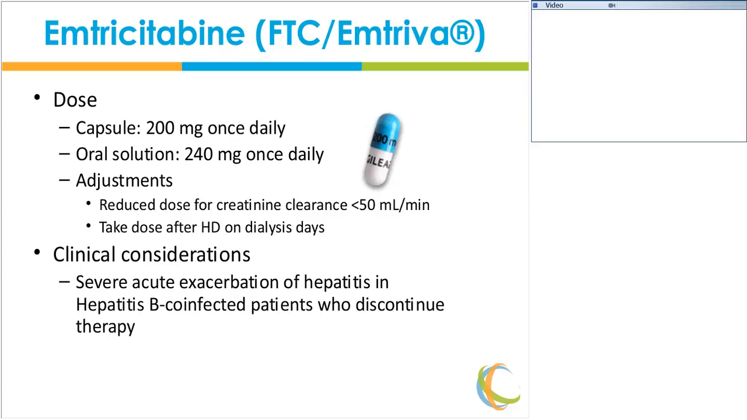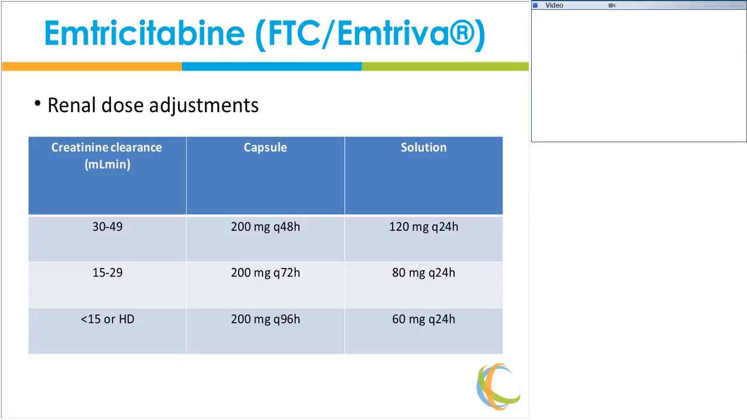An interesting fact about this medication is that it is not only active against HIV, but that it is also active against hepatitis B. This is an important factor to consider because if a patient is HIV positive, co-infected with hepatitis B, abrupt discontinuation of emtricitabine can lead to adverse outcomes. If this medication is abruptly discontinued in these patients, severe acute exacerbations of hepatitis can occur.